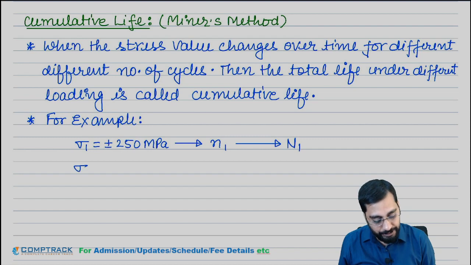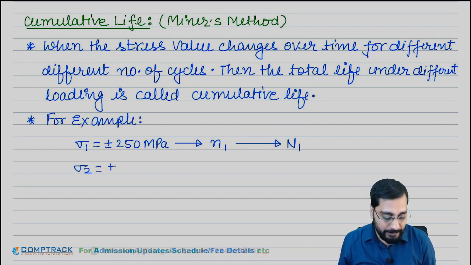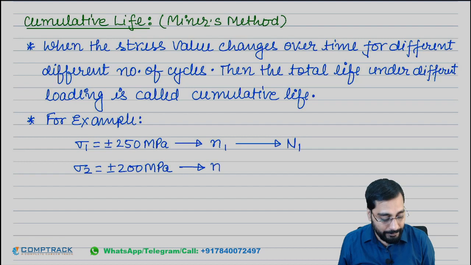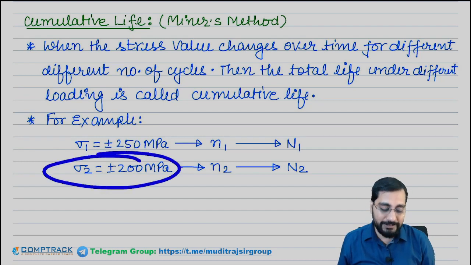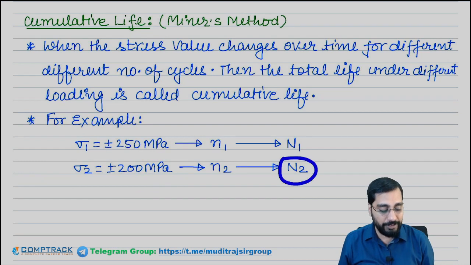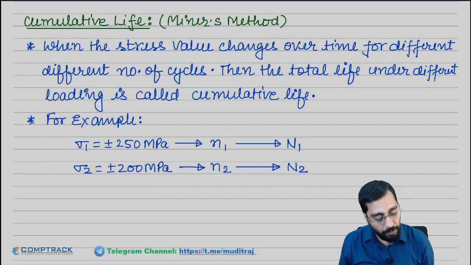Then the stress value is changed to sigma 2. Let's say 200 megapascal. Under this stress, small n2 cycles are completed. If you apply only this stress from start to last, it can complete capital N2 cycles, but you are running only for small n2 cycles.